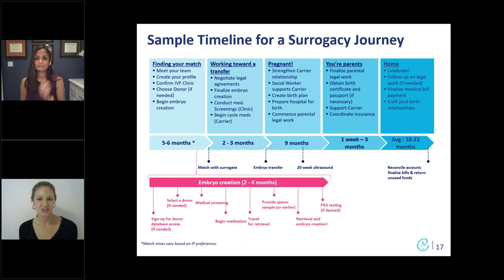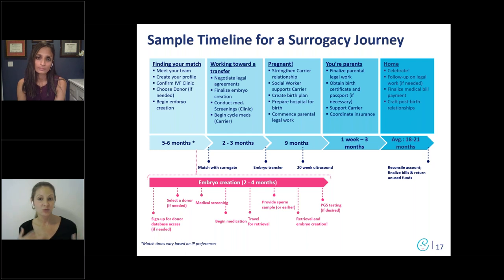And for some couples during that time, Dr. Shah talked about the embryo creation piece. If you're creating your own embryos or working with an egg donor, which we can help provide, that will take about 2 to 4 months. So that fits nicely while you're waiting for your carrier match.